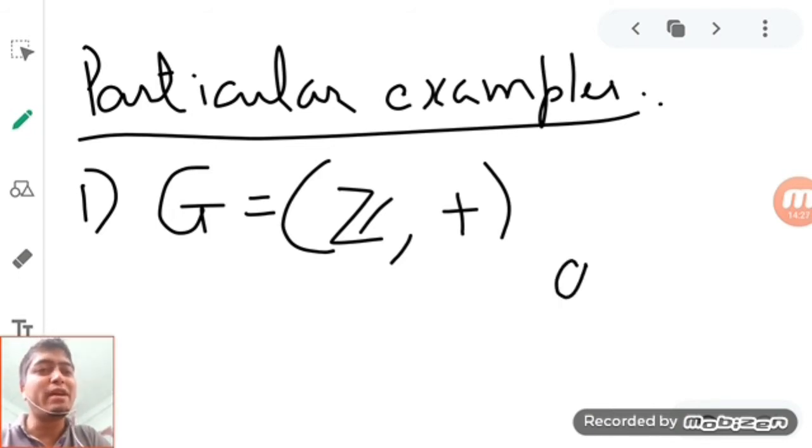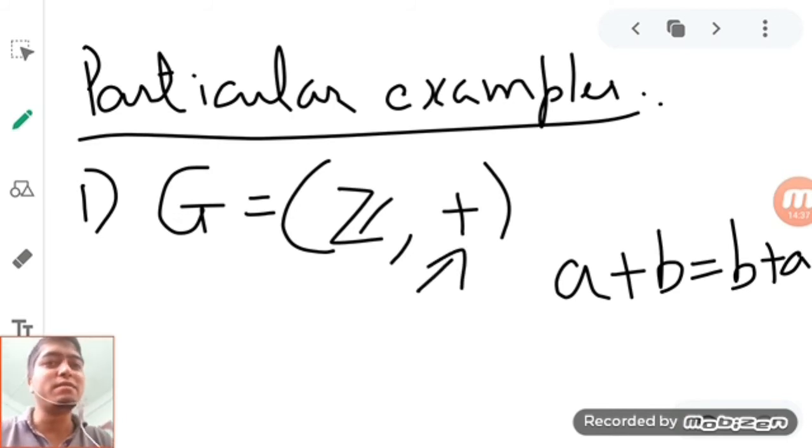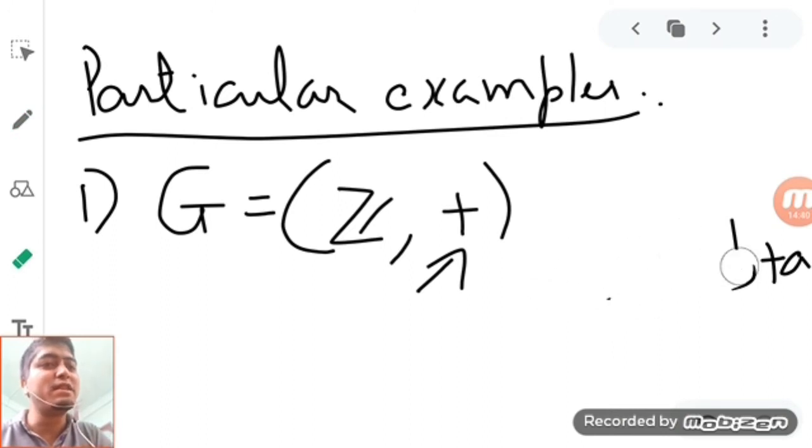What do you mean by abelian? It means that we can interchange and we will get the same result, that is a plus b equals b plus a, with respect to the group operation, that is plus. So this group is indeed abelian.